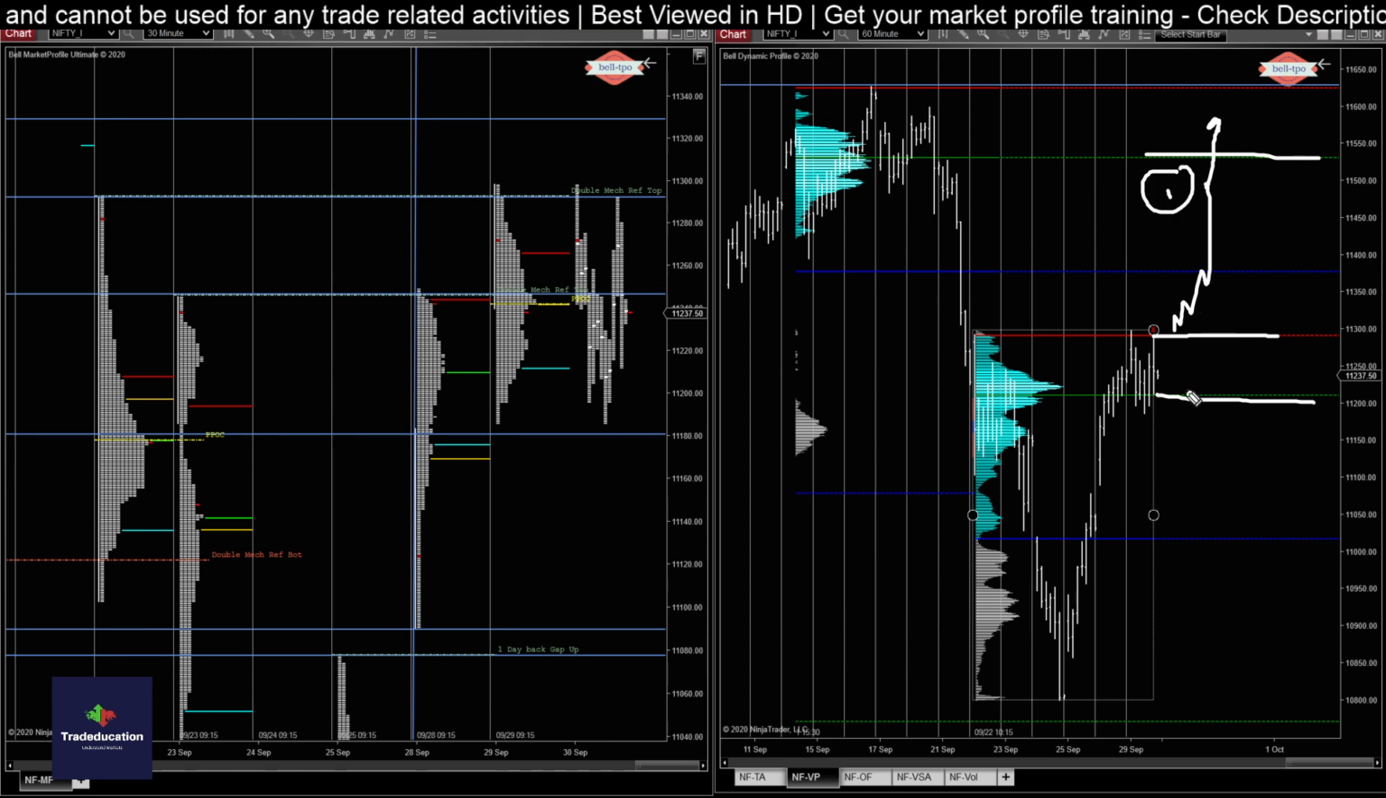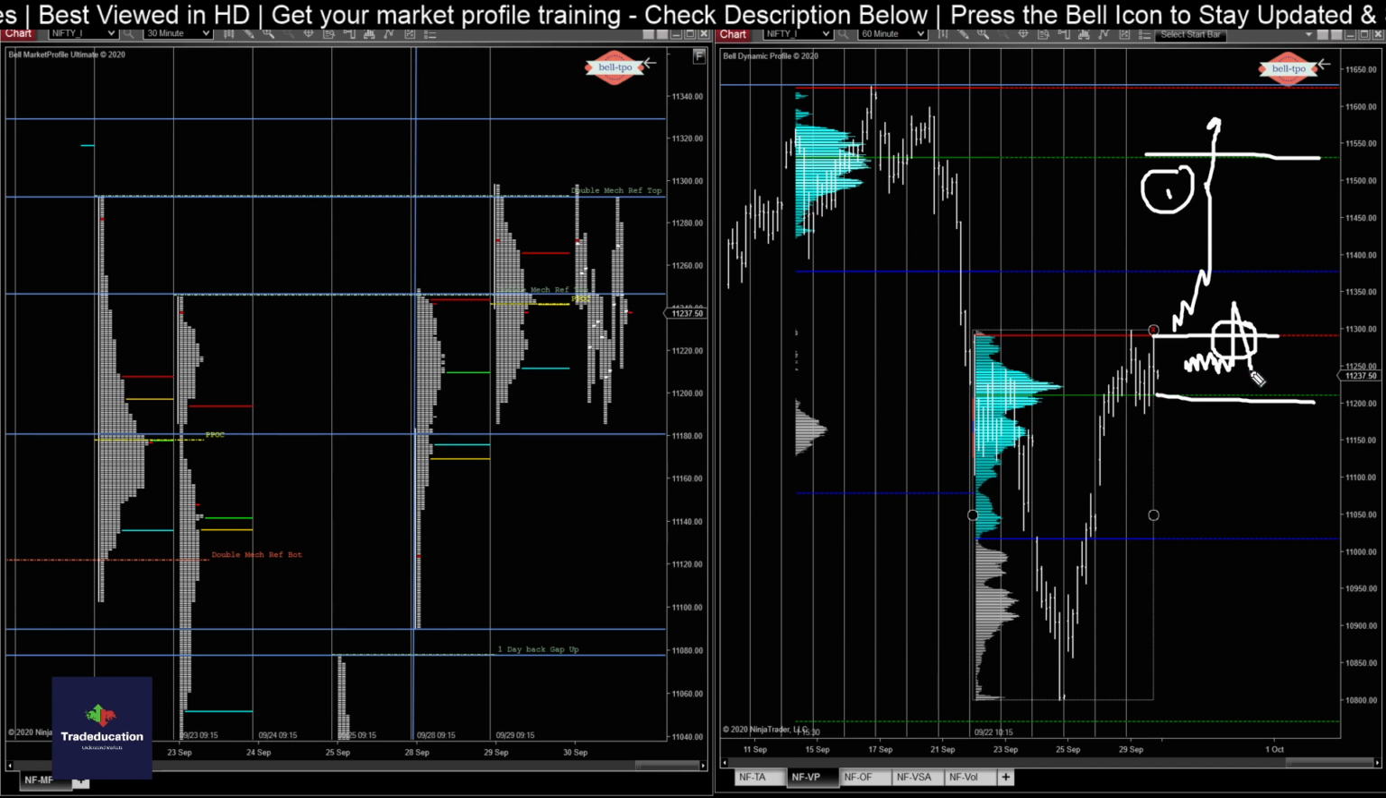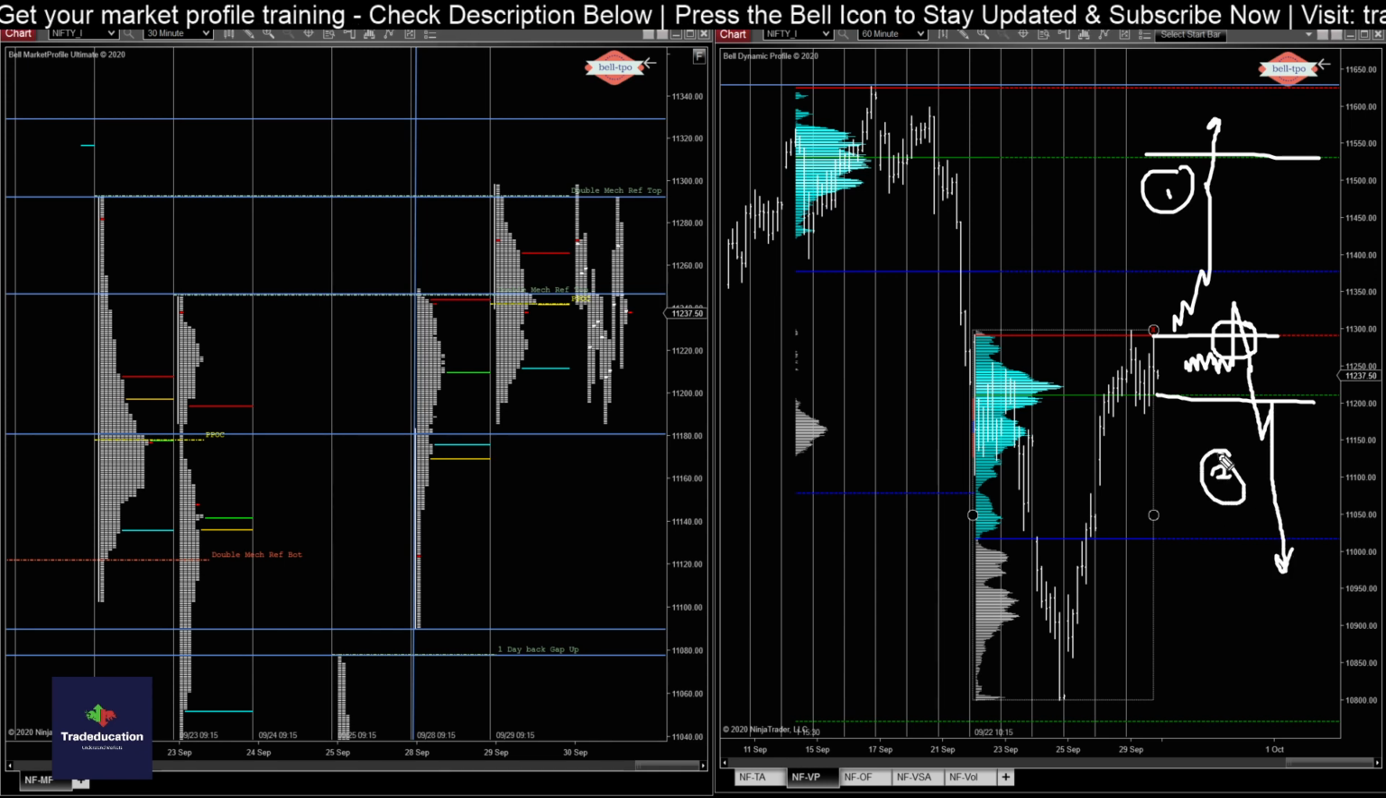If the auction opens within the value area high and the VPOC, so if the auction opens within it, we need to see whether we are seeing any exhaustion around this particular zone or not. If we see, then that will be a good opportunity to take a short trade with your target of first VPOC and then the value area low. So this is the second auction development path which I'm seeing.